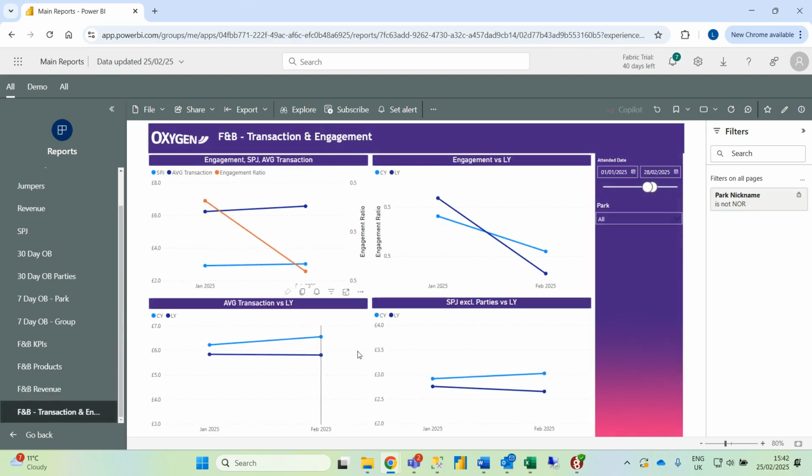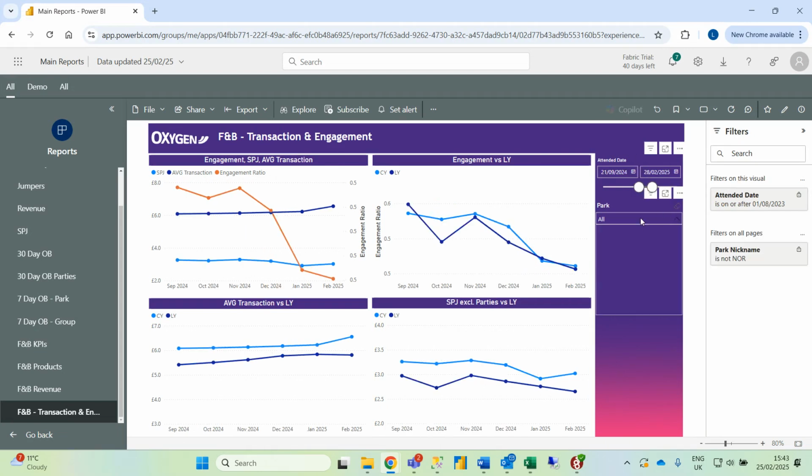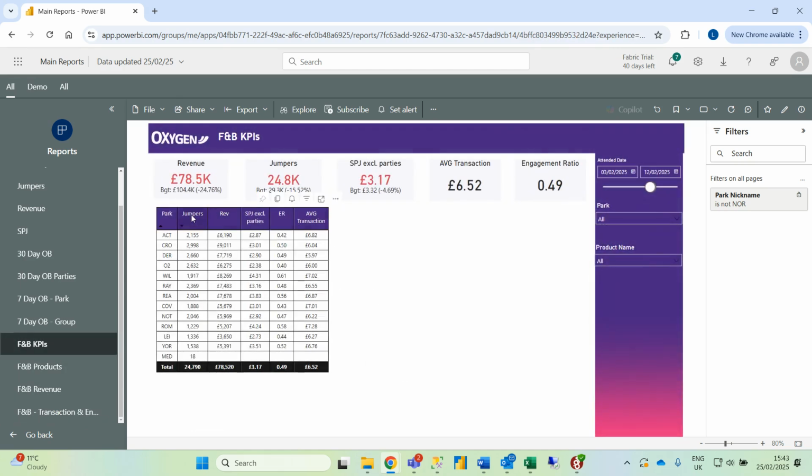And our last one is going to be our transaction engagement for F&B. So this is going to be our engagement, spend per jumper excluding parties, and average transaction, and you're able to see that over a few months as well, and for specific parks. So our engagement ratio versus last year, also our average transaction versus last year, and then spend per jumper. So this is more to have a look at trends, and then if you want to look into specific KPIs in those, you'll be able to find it in the KPIs tile here.